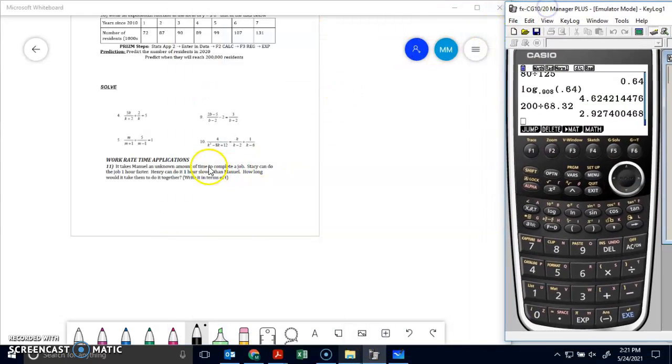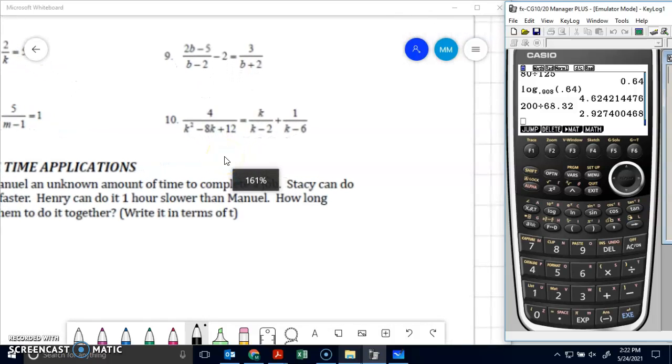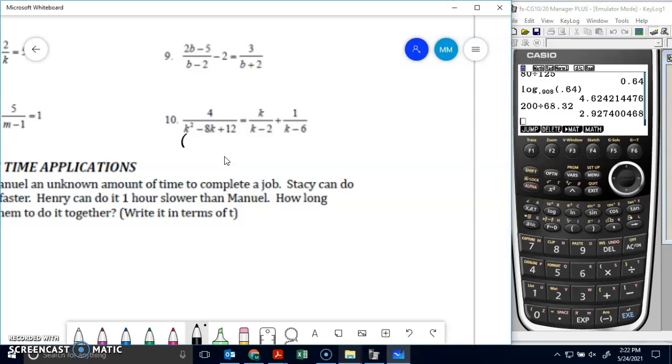Pick up where we left off here. We're going to be on number 10. And this denominator factors. This is k minus 6 and k minus 2. That adds up to 8 and still gives us 12, which is what these factors are, so nice and easy. So we're going to multiply everything by both k minus 2 and k minus 6.